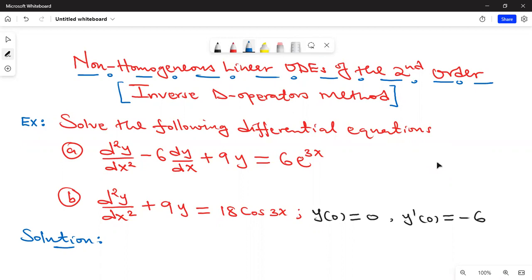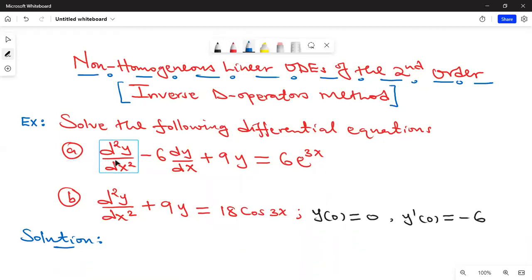Today we are going to look at how to solve non-homogeneous linear ODEs of the second order, and in particular we are going to look at the method of inverse differential operators. Now we are given this example. We are asked to solve the following differential equations.